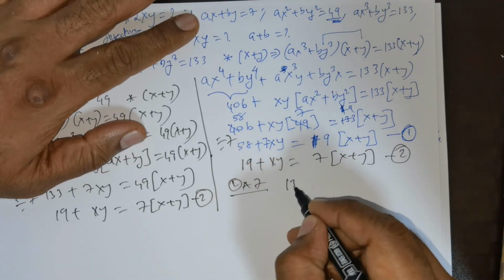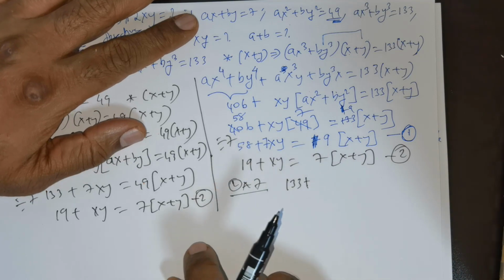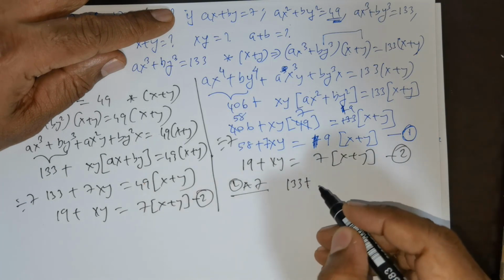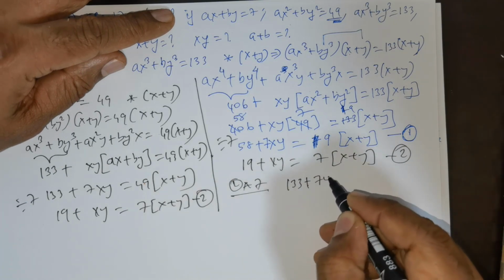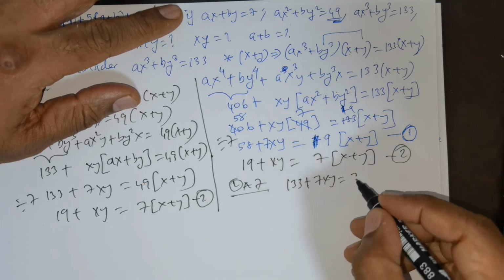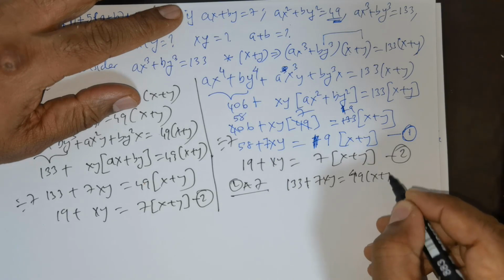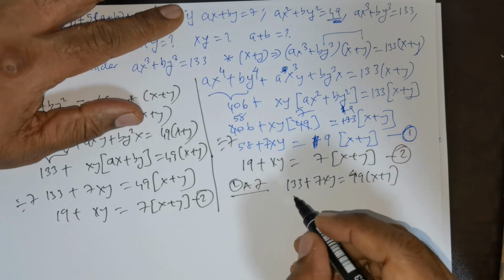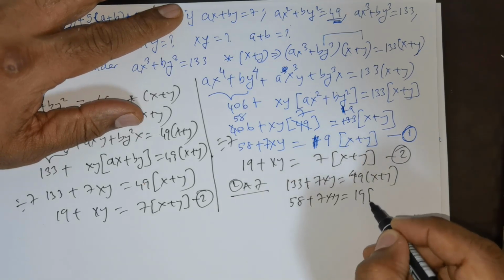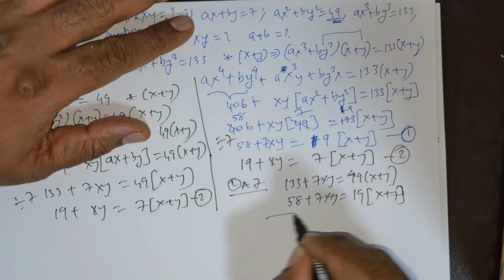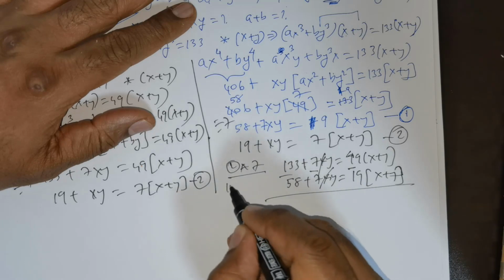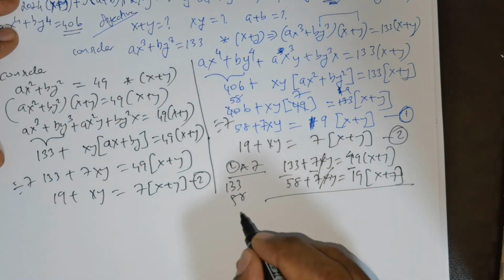7 times 19 is 133. In fact, I need not reduce this, because I would get 7 times xy is equal to, over here, 49 times (x plus y). This is 2. Now place 1 here: 58 plus 7 times xy is equal to 19 times (x plus y). So you change the sign, change the sign, change the sign. This gets cancelled. 133 and 58.